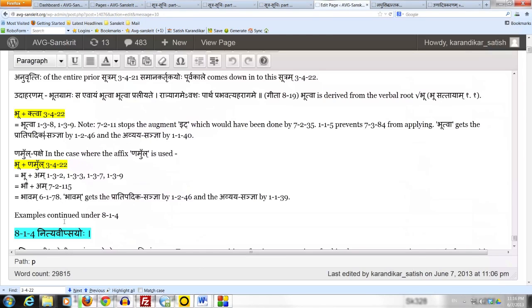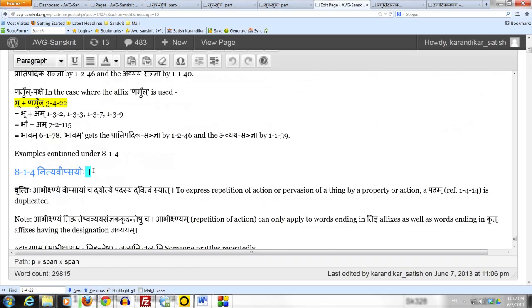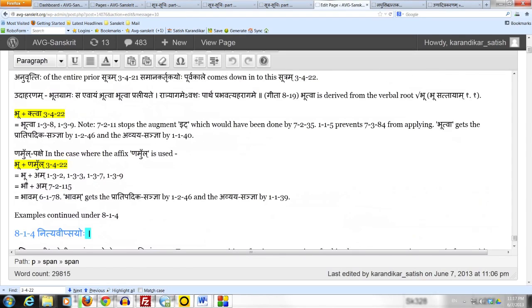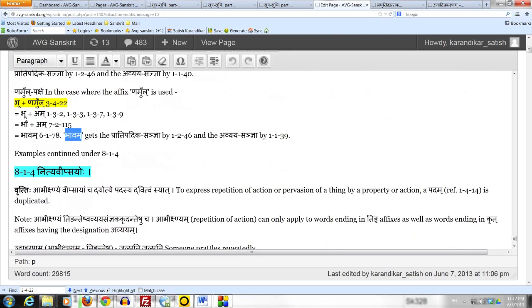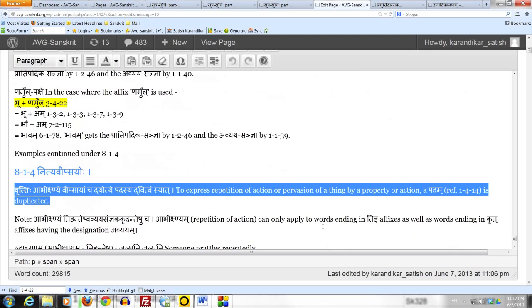At this point sutram 8.1.4 nityavipsayoh comes into play. It says that this form bhutva or bhavam has to be repeated in order to convey this meaning of abhikshnyam. Abhikshnyam cannot be conveyed by bhutva alone. It has to be repeated. So it has to be bhutva bhutva. Similarly, bhavam bhavam. So for that we need the sutram 8.1.4, which will be our next sutram.